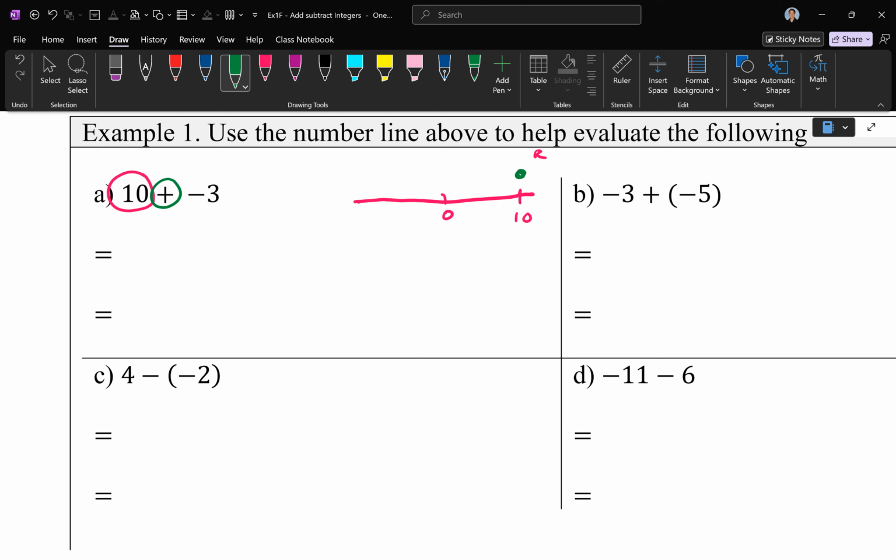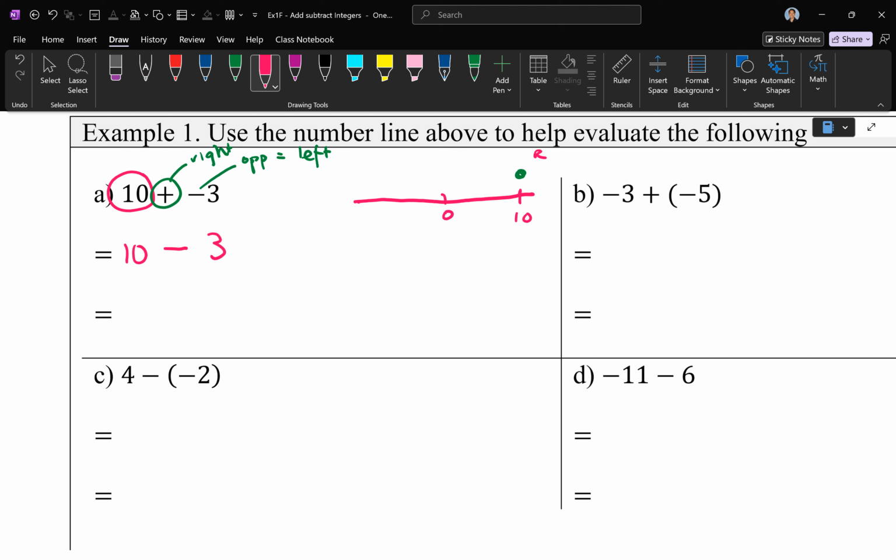Then it says plus. Which direction is plus? Go to the right. But then you have a negative. The negative means opposite of right. So opposite of right is? Left. So if you know that you're going left, instead of saying 10 plus a negative 3, it's too confusing. So we rewrite it as 10. And since we know we've got to move left anyway, we're now going to say minus 3, which is much easier to do. See that?